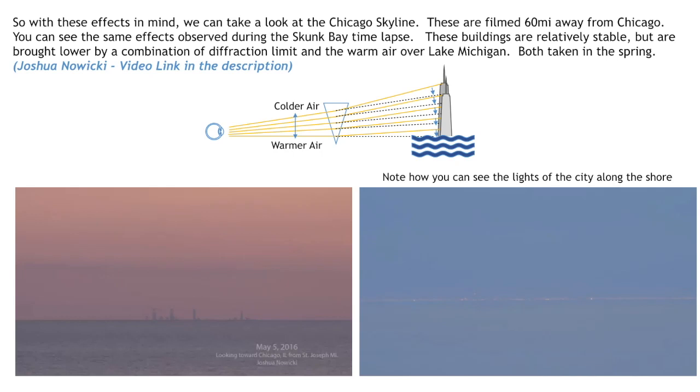Both of these images are taken in the spring, but you can see somewhat of the wavy appearance of the buildings, just like we saw in the Skunk Bay footage. But again, these buildings are lost by a combination of this upward refraction of the warm air layer over the water, bringing these buildings somewhat lower down, just like the oil rigs, and an angular resolution limit that is cutting off parts of the lower aspects of the buildings. So let's look at these now.